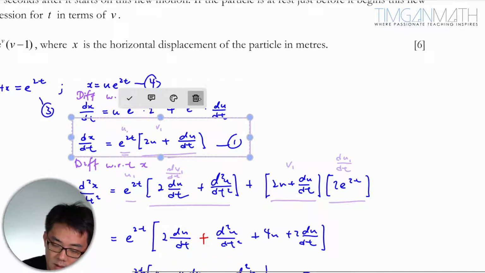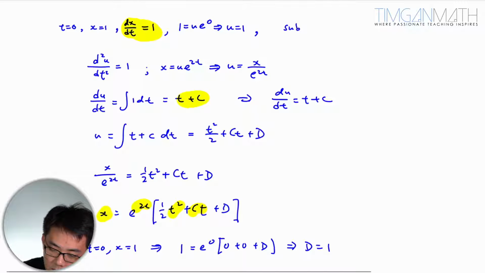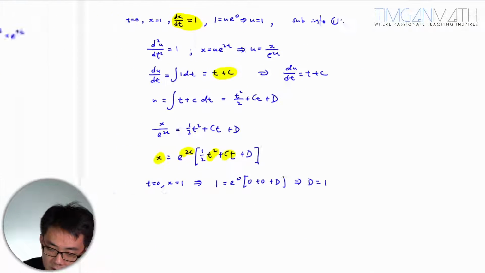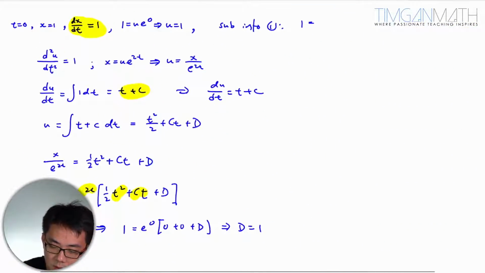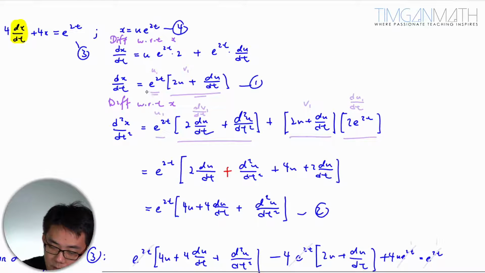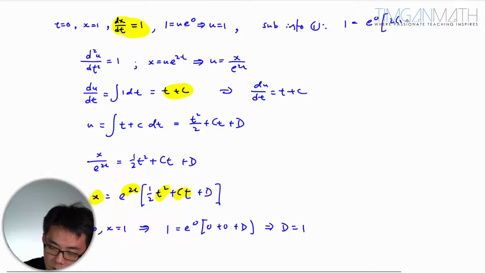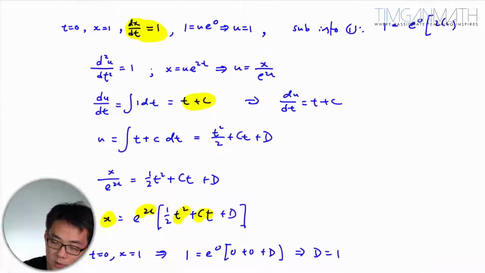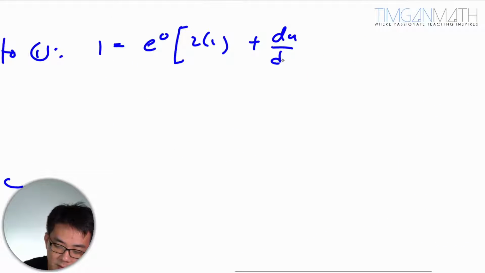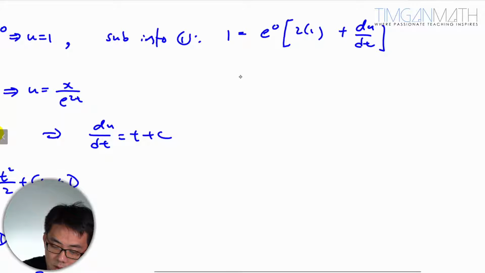Okay, this over here, sub in. What you get is dx/dt, which is 1, equals to e^0 times (2u, and u is 1, plus du/dt). Now, I'm not sure what du/dt is. That is what we want to find. Okay, so this is it. So du/dt here is what we want. So du/dt is actually equal to -1.